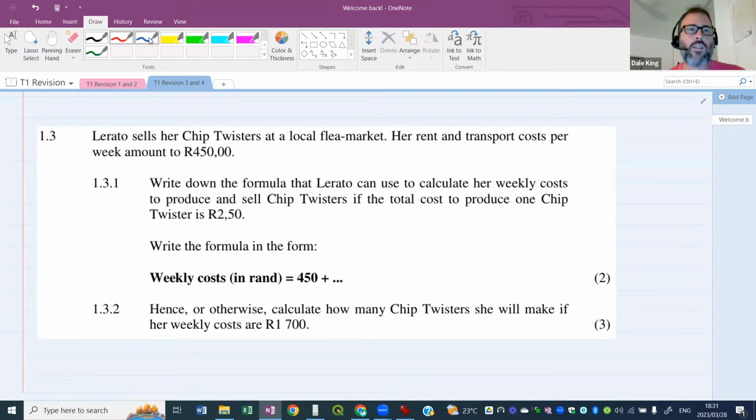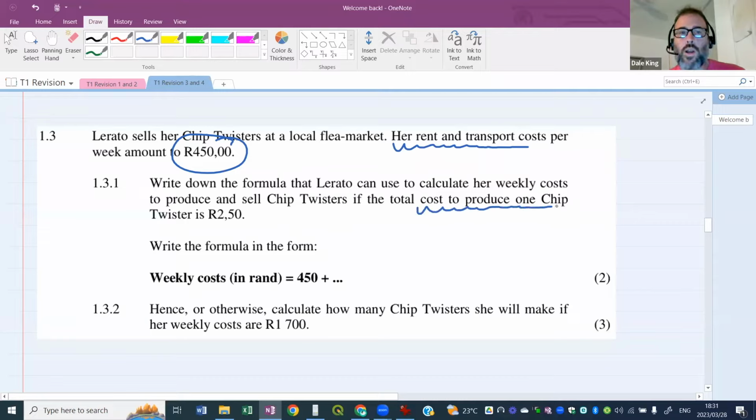Now, the second thing that is in the formula here, where does it come from in the question? Well, we've got 450 Rand here, and those were from these expenses, rent and transport. And then in question 13.1, they talk about another cost: the cost to produce one chip twister is 2 Rand 50. So there are two costs involved. There is a rent and transport cost, and then there's a 2 Rand 50 cost.